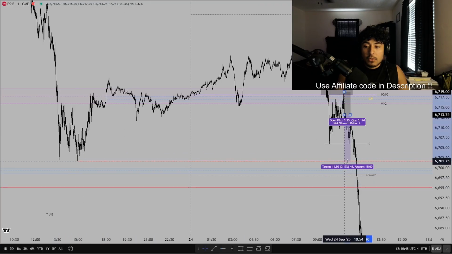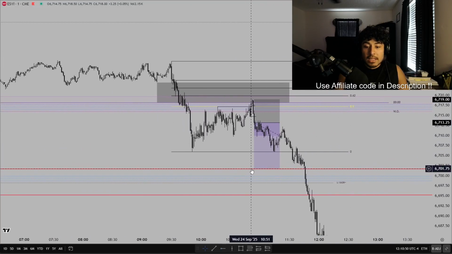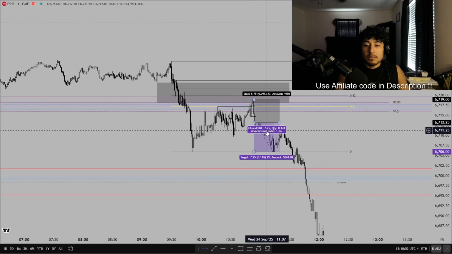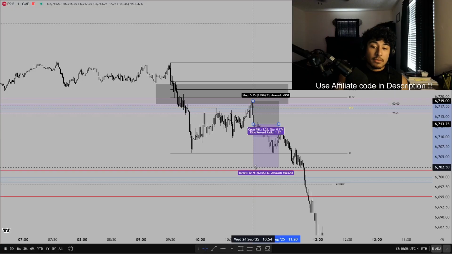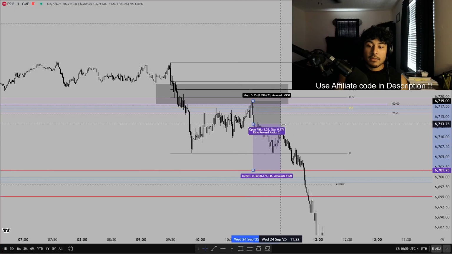Honestly, you don't even have to aim for a 1 to 3. That could be your final target. If not, then the range low. That is also a good target. A 1 to 1 is still good. I don't know why people try to not justify a 1 to 1. I'll have higher time frame, have higher risk reward.